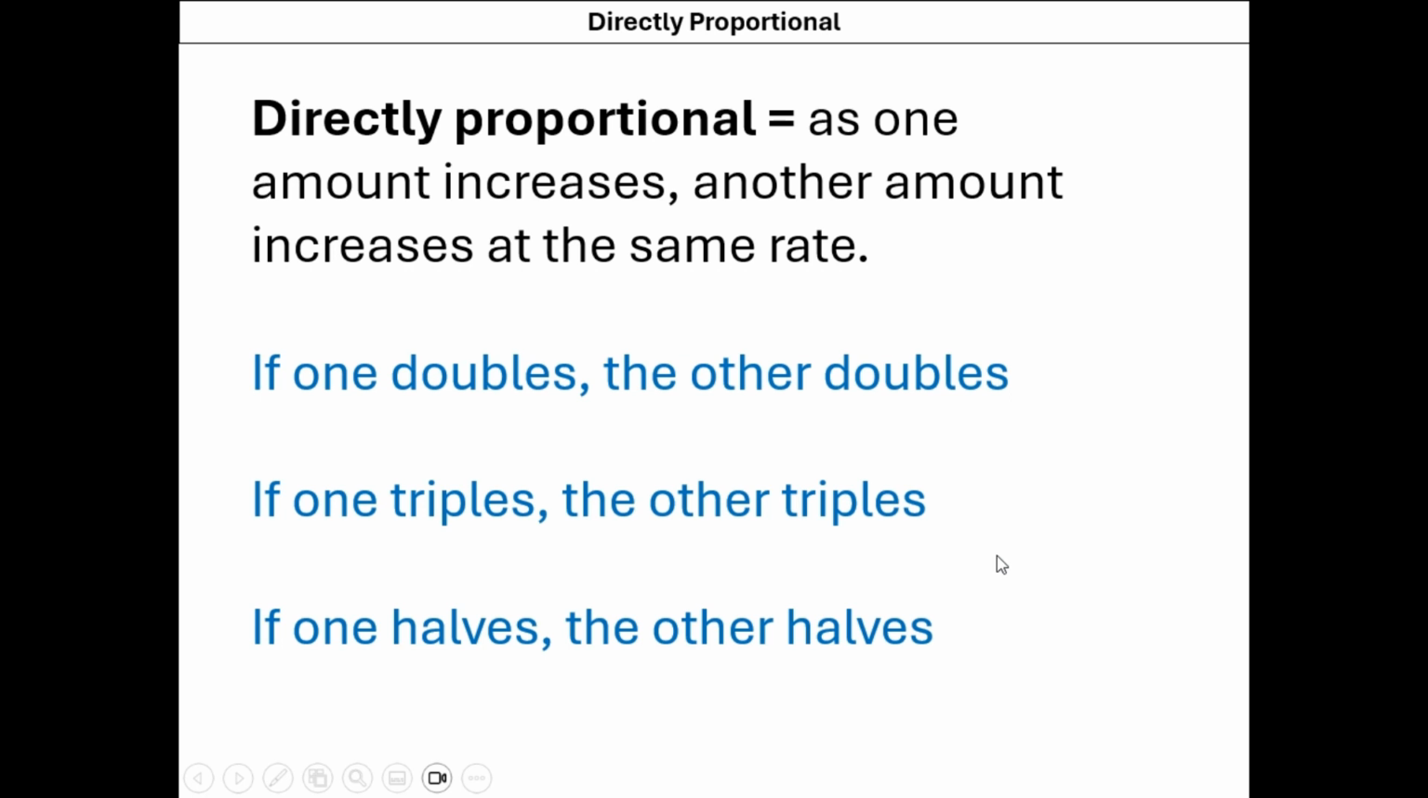Now, directly proportional means that if you've got a set of data, as one amount increases, another amount increases at the same rate. I will show you what that means in a second with science data, but it normally means if you've got a table of data with two columns, if the number in one column doubles, the number in the other column should double. If the number in one column triples, the number in the other column should triple. If the number in one column halves, the number in the other column should halve. So I'll show you what that looks like.